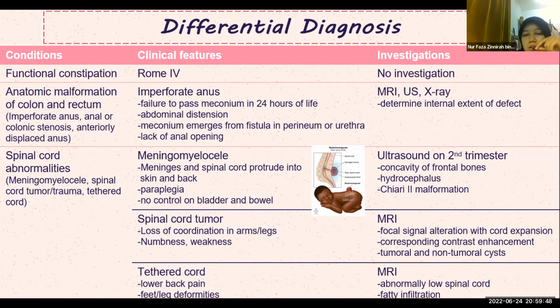And then spinal cord tumor. So the child can have loss of coordination in arms or legs, and then numbness and weakness. So we can do MRI to look for any focal alteration with cord extension, and also its response to contrast enhancement. And then tethered cord, the child can present with lower back pain, any feet or leg deformities, and lower extremity sensory or motor changes. So we also do MRI, and then we can see that there is an abnormally low spinal cord and also fatty infiltration. Next.